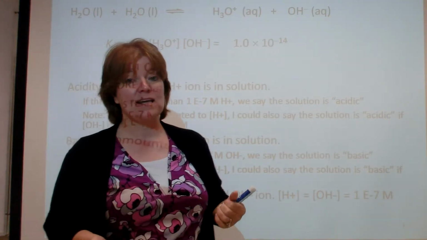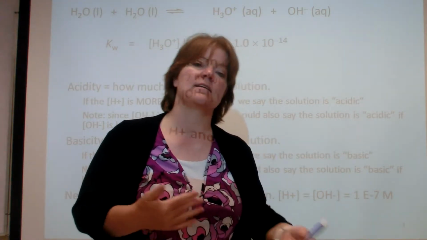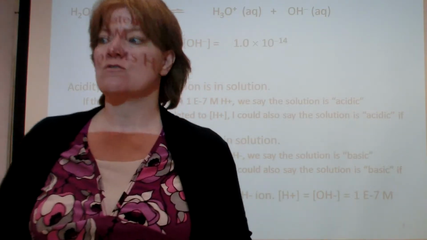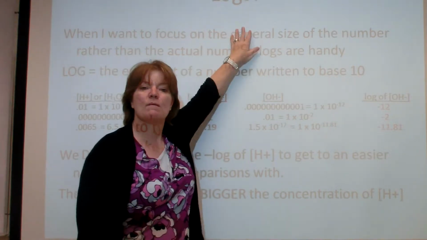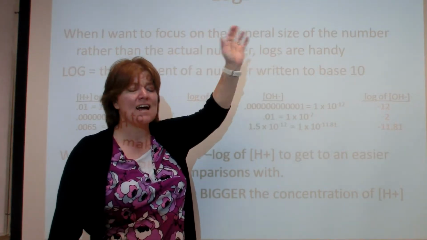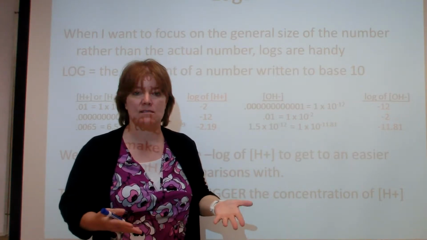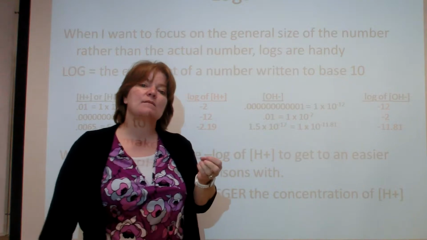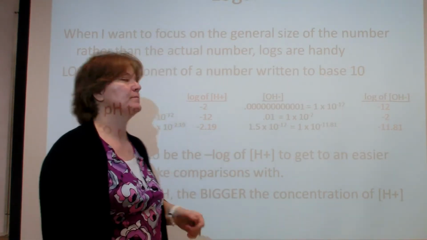As you can see, I'm kind of getting tongue-tied talking about all these 1 times 10 to the negative 14th, 1 times 10 to the negative 7. It'd be awfully handy to deal with numbers that are smaller. And that's where logs come in. If you remember your math, the log is just saying, I don't really want to deal with the whole number. I just need a general idea of the size of the number. Is it really, really big, or is it really, really small? It's about the exponent. If I write it in scientific notation, it's the exponent.